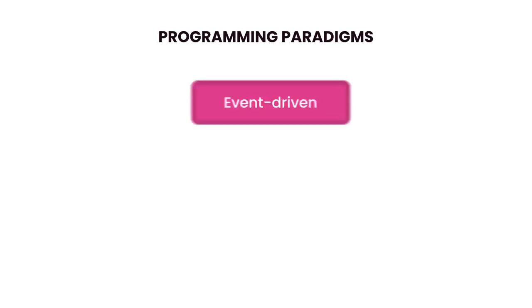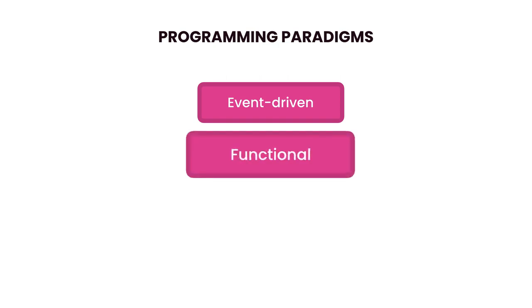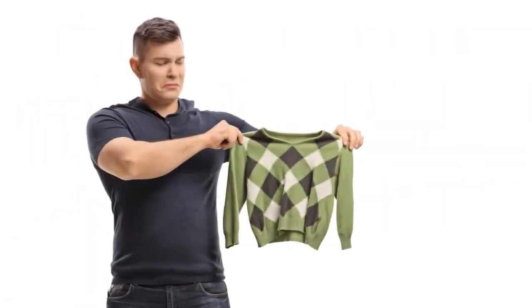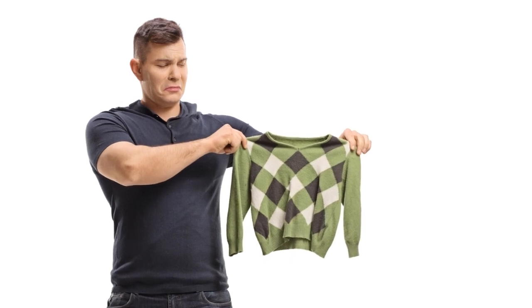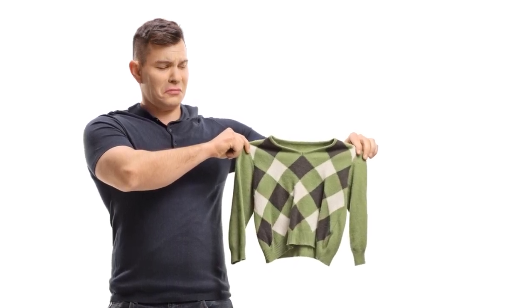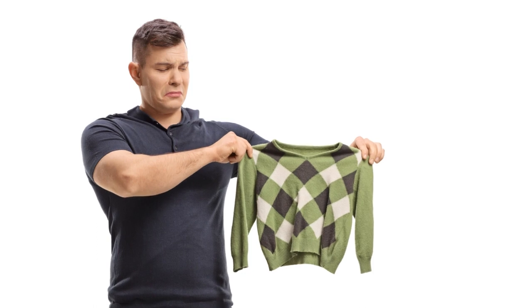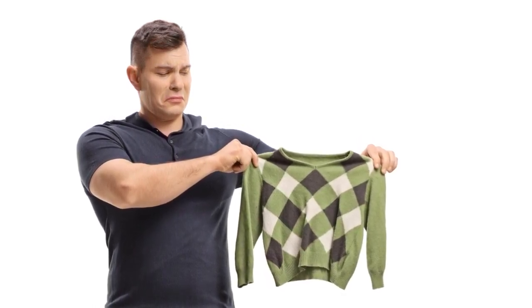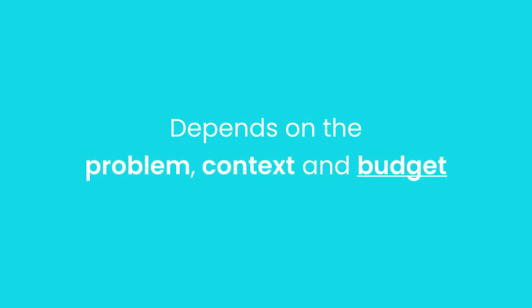In a single application, we may use different paradigms. We may use the event-driven paradigm in certain parts where it makes the most sense, and functional or object-oriented in other parts. It all depends on the problem we're trying to solve. No paradigm works best in all situations. Remember, in software engineering, there's no such a thing as one size fits all. Every problem is different, so there's no such a thing as the best language or the best paradigm or the best framework. It all depends on the problem and, more importantly, on the context and the budget.